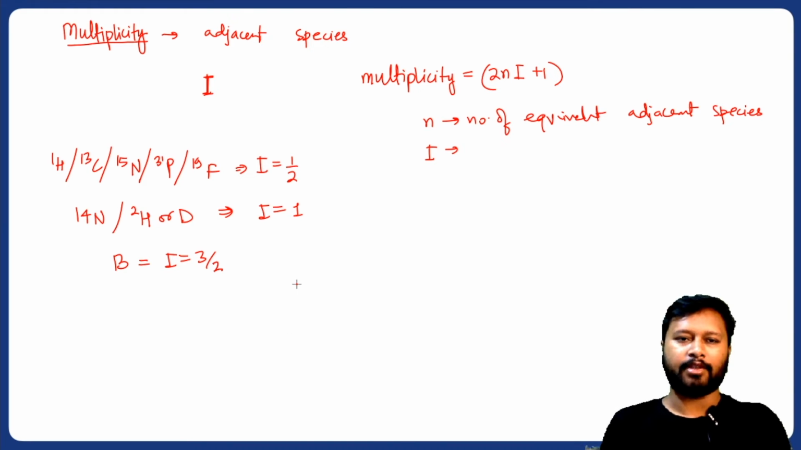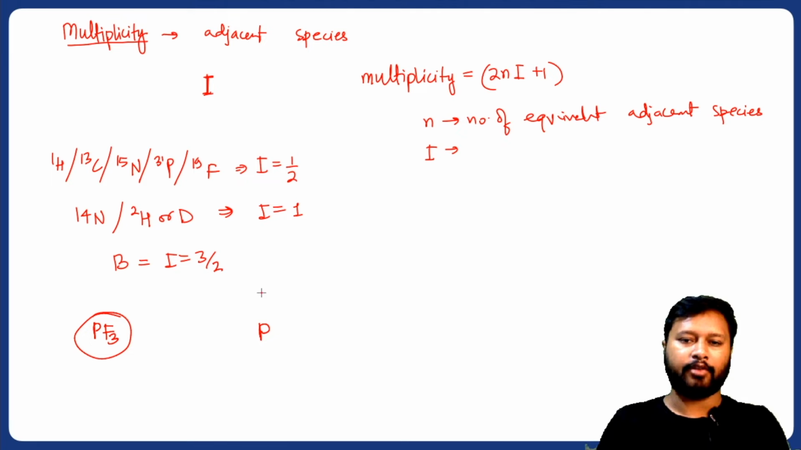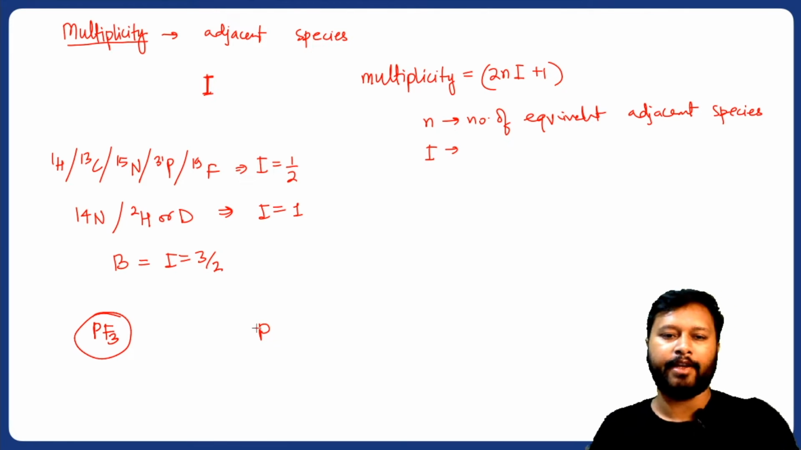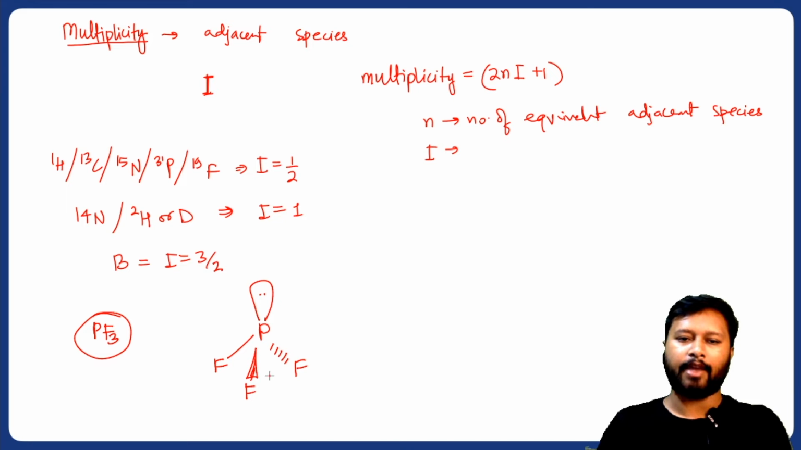So how to do questions based upon multiplicity? Let's say that I have a molecule PF3, and I have to tell in how many lines the phosphorus peak is going to split. Phosphorus is attached to 3 fluorines. The structure is pyramidal, with 3 fluorines attached and a lone pair. All these 3 fluorines are equivalent to each other, because they are all in the same chemical environment.